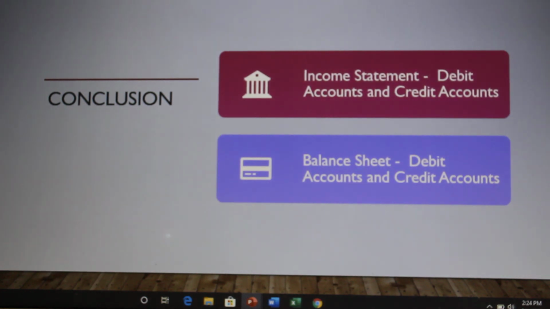To conclude, we've looked at the income statement and the accounting rules surrounding it. The income statement has the sales account and all the various revenue accounts, which are credit accounts, and the expense accounts, which are debit accounts. In terms of the balance sheet, we have assets, liability, and capital. The asset account is a debit account, the liability account is a credit account, and the capital account is a credit account.